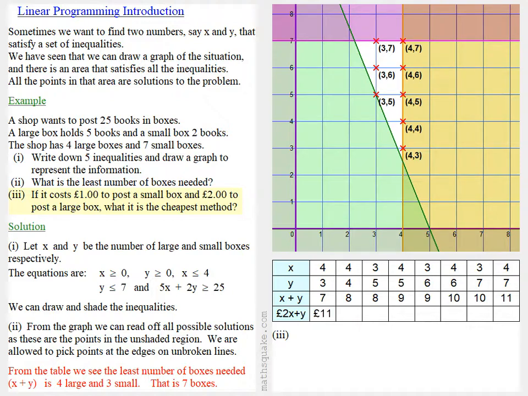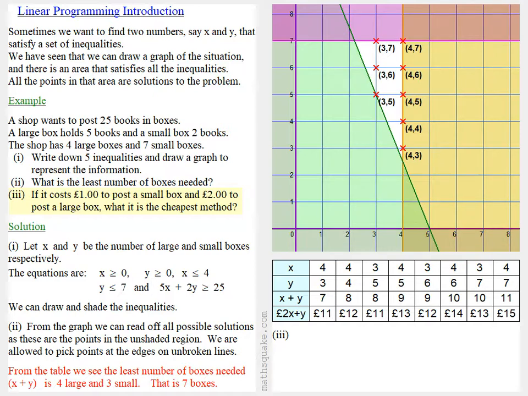2 times 4 plus 4 is equal to £12. 2 times 3 plus 5 is equal to £11. 2 times 4 plus 5 is equal to £13. 2 times 3 plus 6 is equal to £12. 2 times 4 plus 6 is equal to £14. 2 times 3 plus 7 is equal to £13. And 2 times 4 plus 7 is equal to £15.